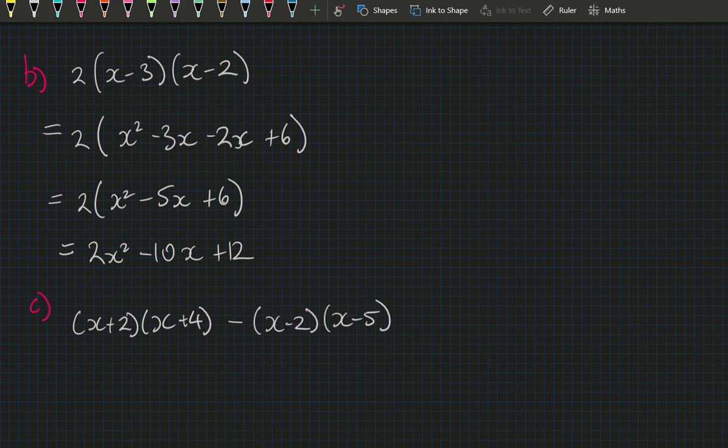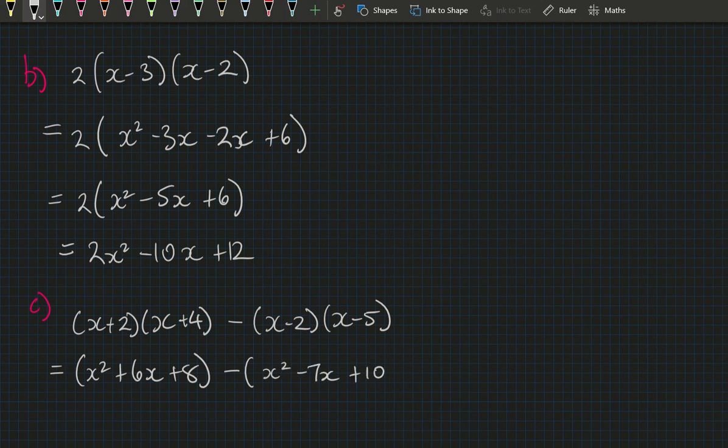So hopefully you practiced enough to know how to just expand straight away. We've got a 2x and a 4x, so that's 6x, and 4 times 2 is 8. So the product on the left is x² + 6x + 8. And subtracting the other binomial product, we've got −2x − 5x is −7x, and −2 times −5 is 10. So we're left with x² − 7x + 10.